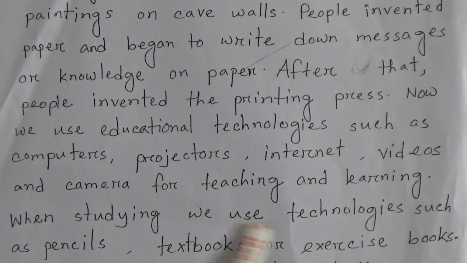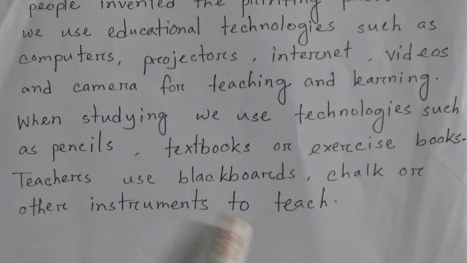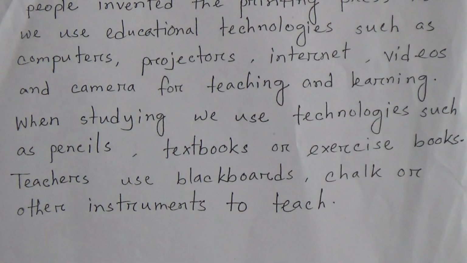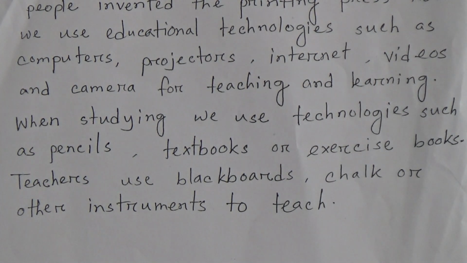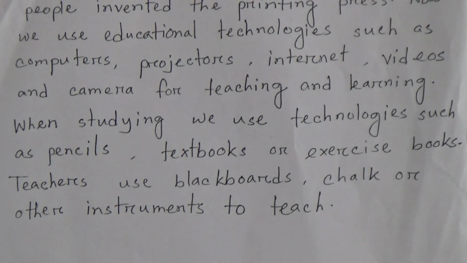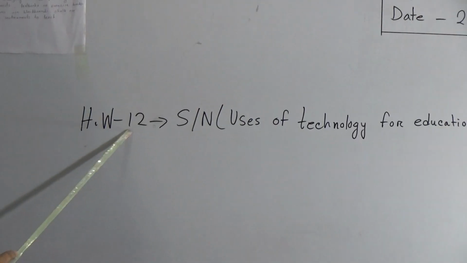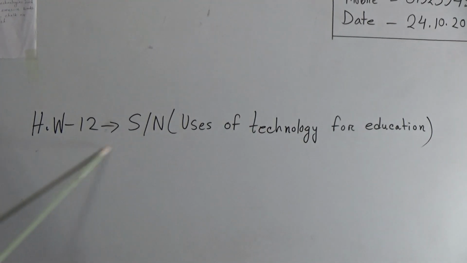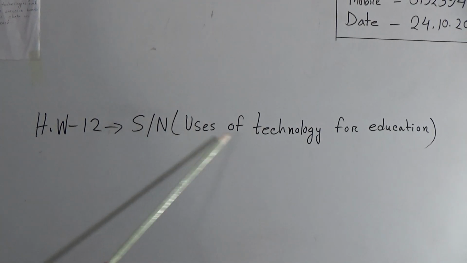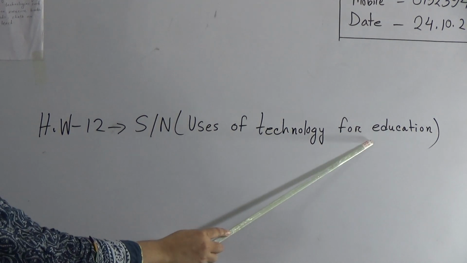When studying, we use technologies such as pencils, textbooks or exercise books. Teachers use blackboards, chalk or other instruments to teach. Students, I have finished my today's topic now. HW. Our today's HW number is 12 number HW, and your HW will be this short note, uses of technology for education.